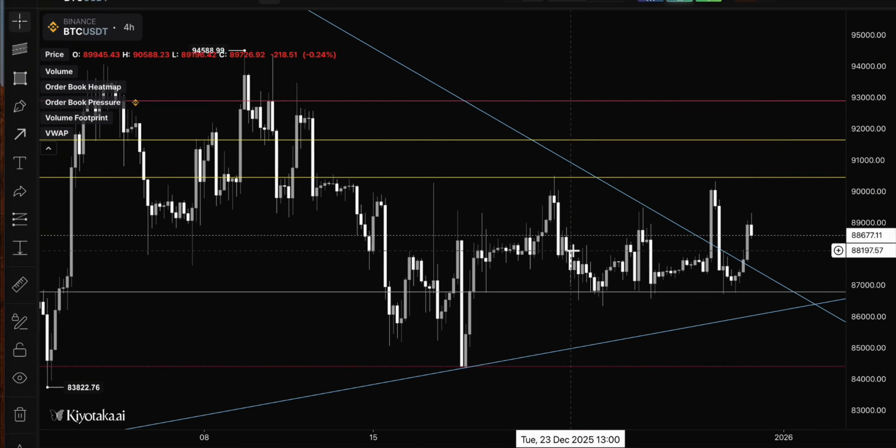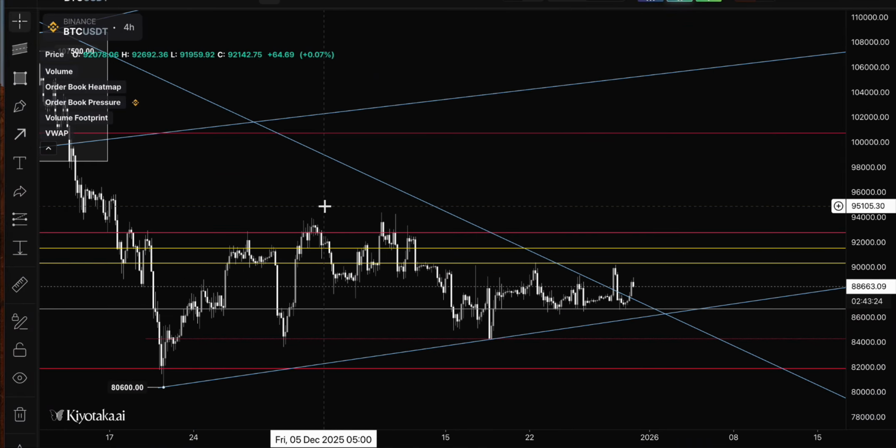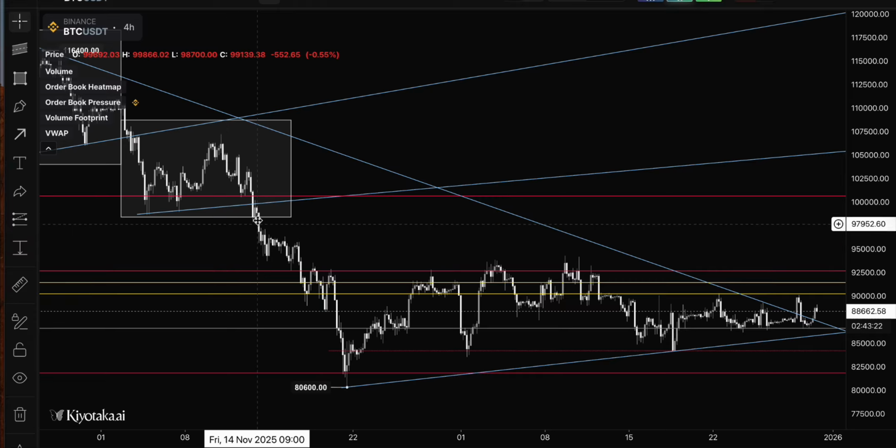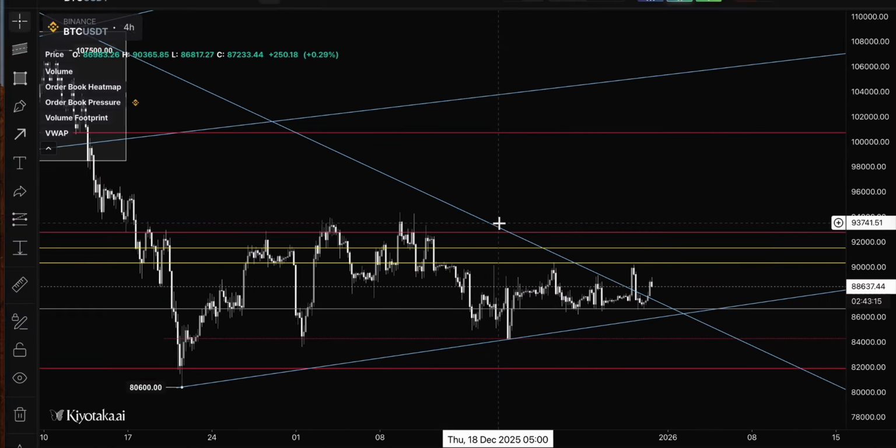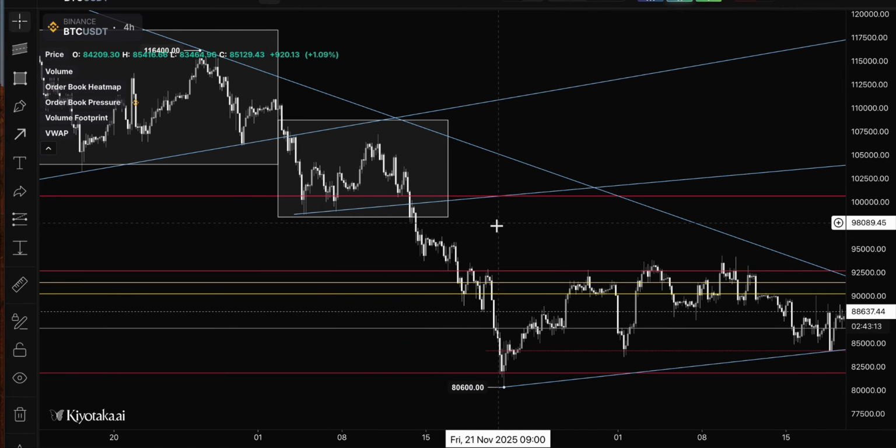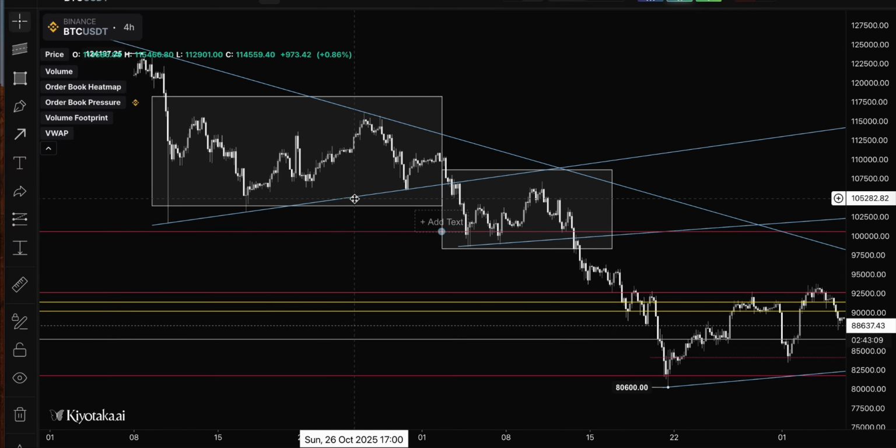Just don't be dumb. That's the only requirement. Don't rush. Wait for confirmation. These swings, they last a few days. It's fine to be late. It's not fine to be early and be caught offside. That's not fine.